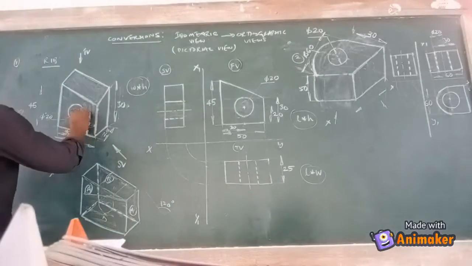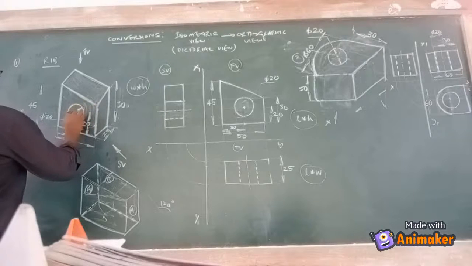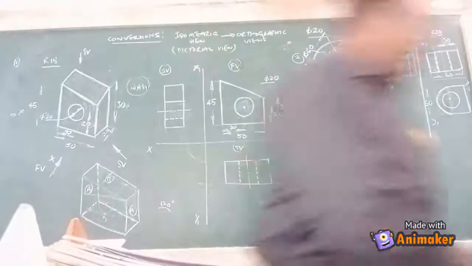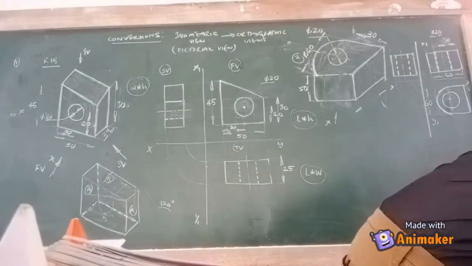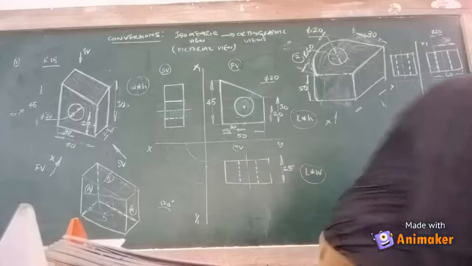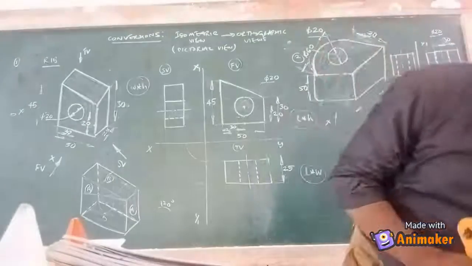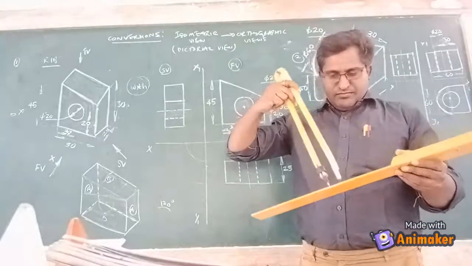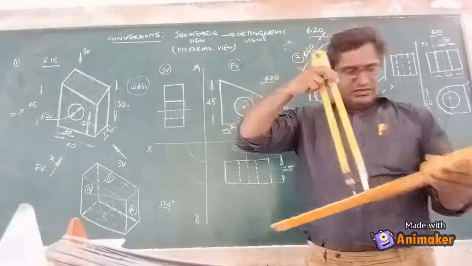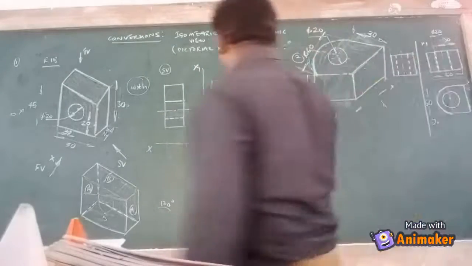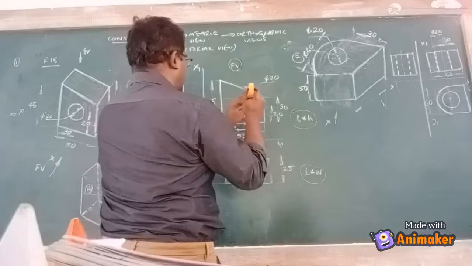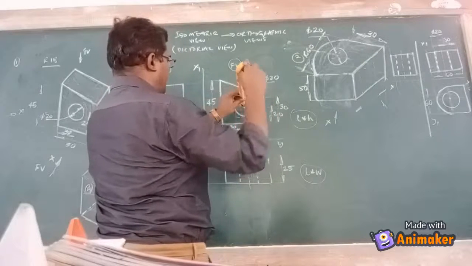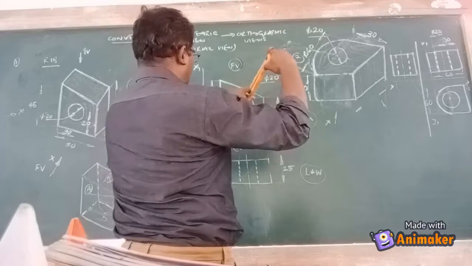Now the diameter of this particular hole is provided as 20. That means a radius of 10 mm has to be taken, as we are aware that all dimensions are similar. So mark a length of 10 mm with the help of a compass, and then with the located center point, we try to draw the circle. So circle has to be drawn.